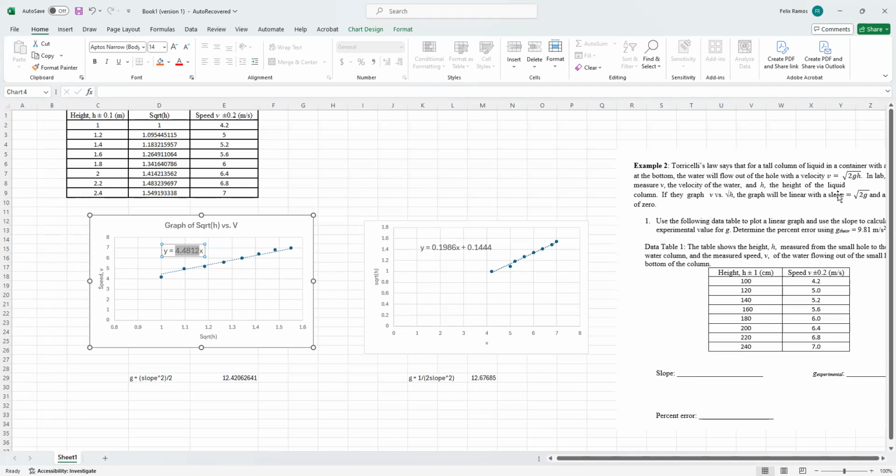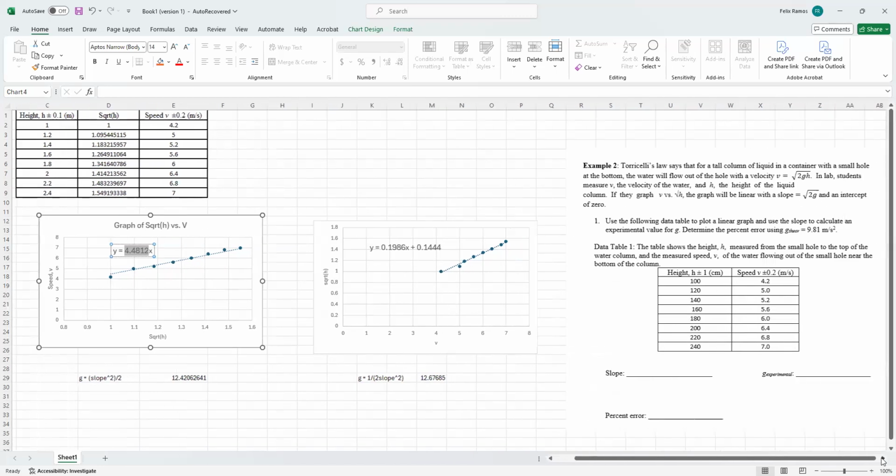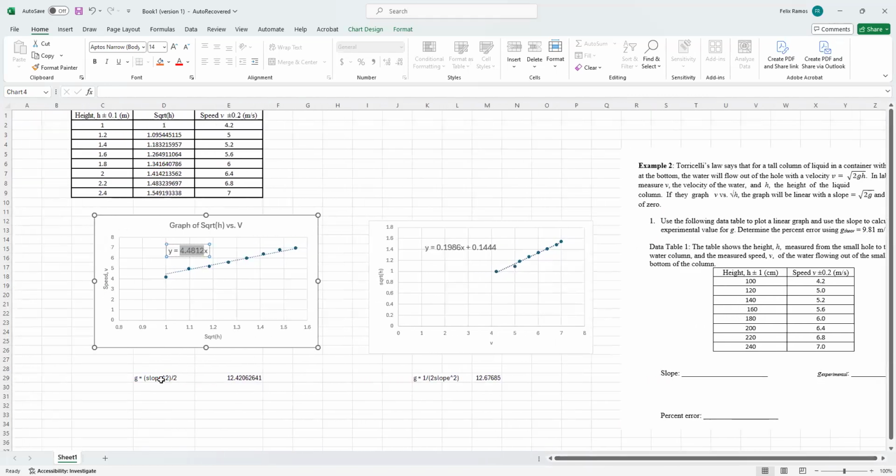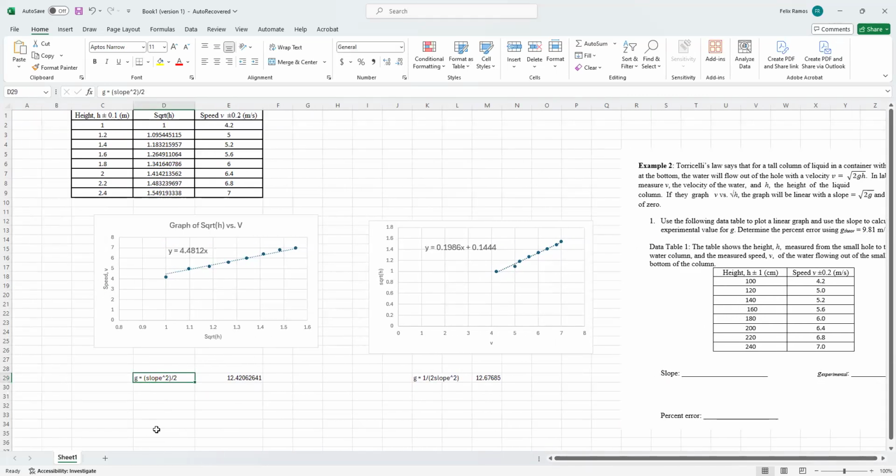Because remember, the slope is equal to the square root of 2g. So if I solve for g, the first thing I have to do is, of course, square both sides. So we get the square of the slope is equal to 2g. So we divide by 2 both sides. So we get that g is equal to the square of the slope over 2, right? That's why I get this formula here that says that g is equal to the square of the slope divided by 2. So what I did, I just put here the value of the square of the slope.